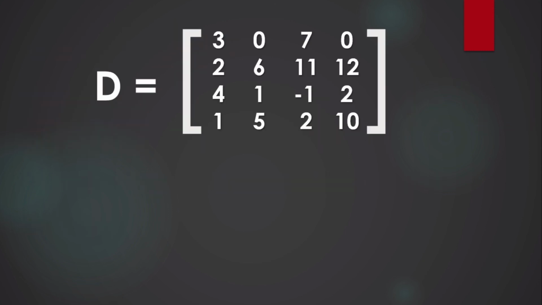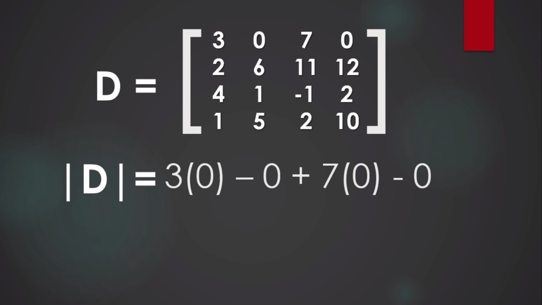So it means that D, or the determinant of D, is just 3 times 0 minus 0 when we put the 0 earlier. So 3 times 0 minus 0 plus 7 times 0 minus 0, and that is 0. So it means that the determinant of this matrix, or the determinant in problem 30, is 0.